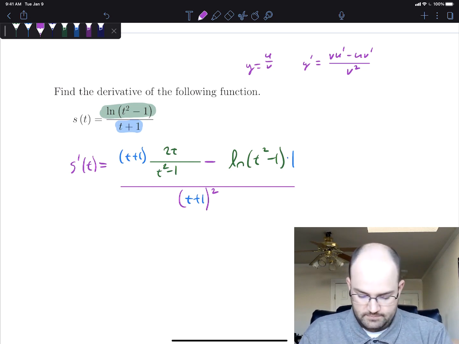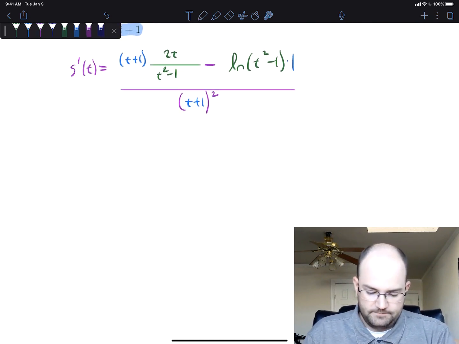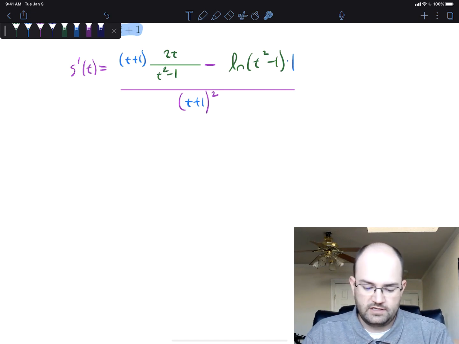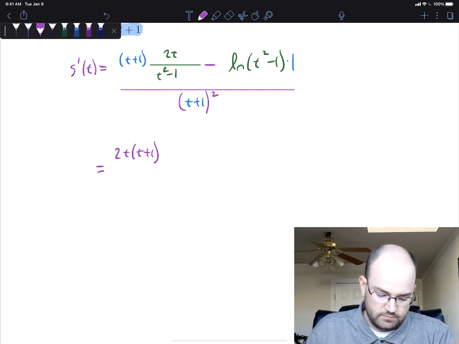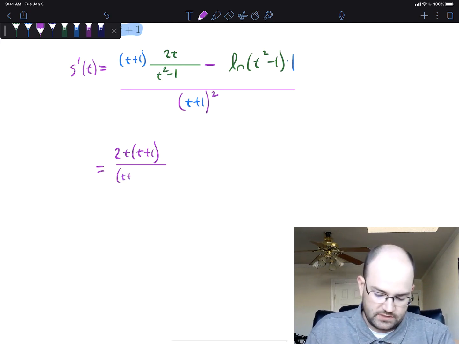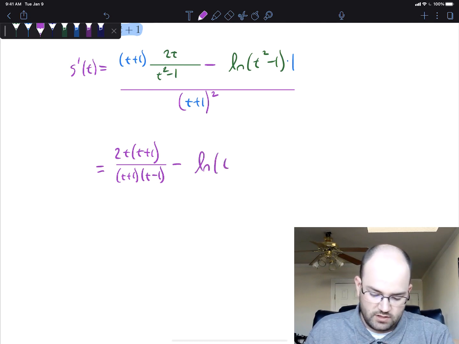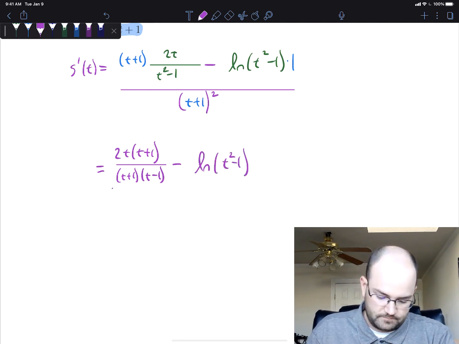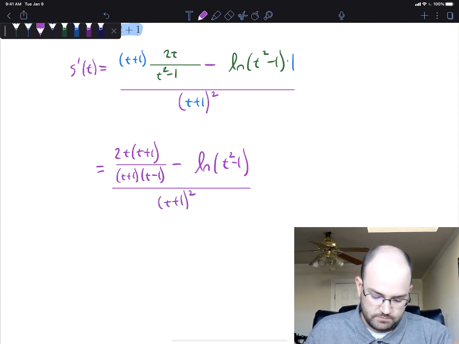Excellent. Now let's simplify as much as we can. First of all, I'm going to move the t plus 1 into the numerator, and then I'm going to factor the denominator for this first term. This is going to give me 2t times (t plus 1). In the denominator, t squared minus 1 is a difference of two squares, which makes that (t plus 1)(t minus 1). And then minus, over here, the natural log of t squared minus 1 times 1 is just the natural log of t squared minus 1, all over t plus 1 squared. So I'm going to leave that as t plus 1 squared for now.